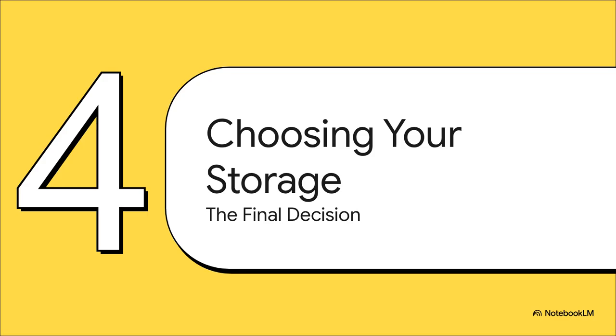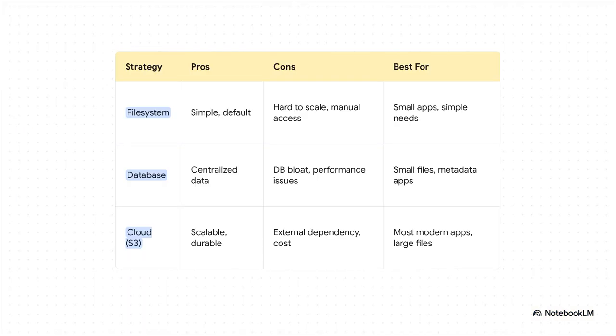So we can upload files securely. We can upload them efficiently, even if they're massive. Awesome. But where do we actually put them for the long term? This is the final piece of the puzzle, your permanent storage strategy. You've really got three main paths here.